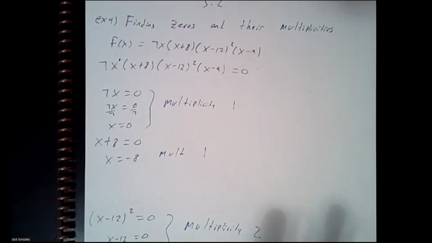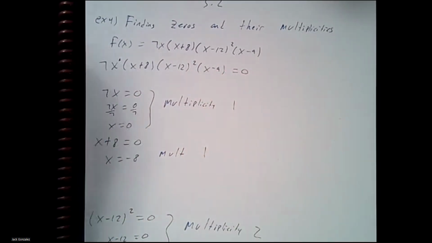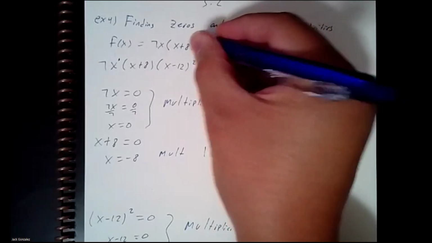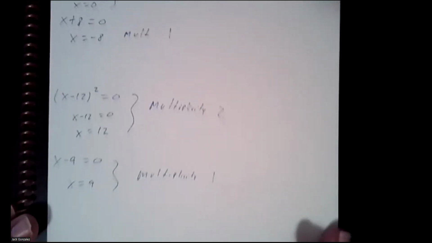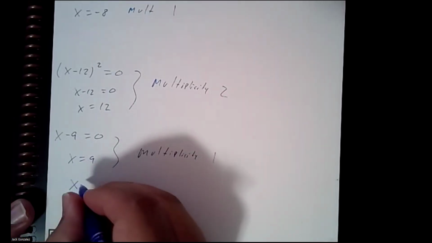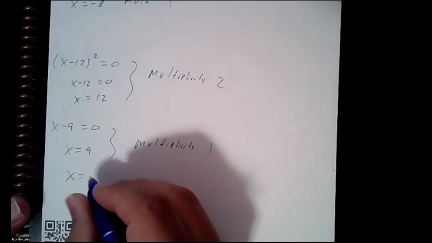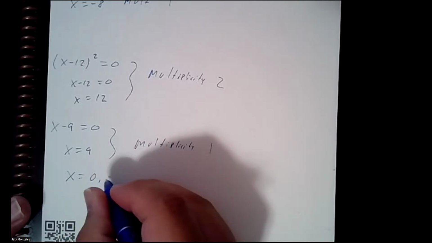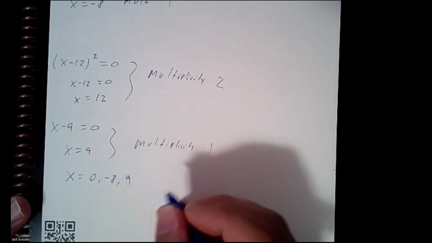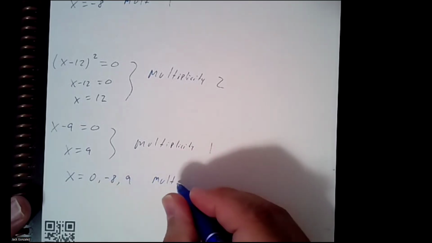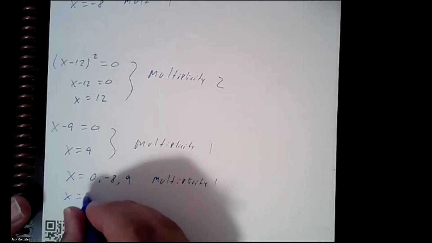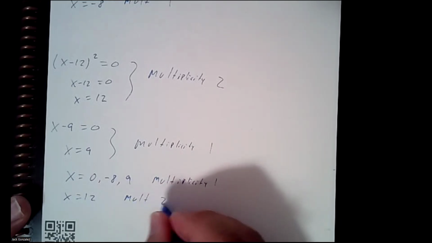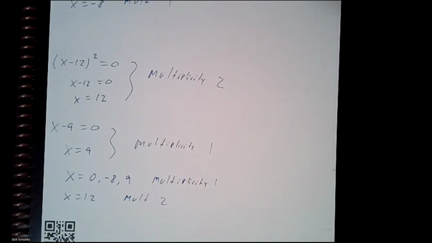Okay. Yeah, so these powers here basically tell you multiplicity. That's all you got to remember. So solve everything like normal and just label which zeros have multiplicity one, two, or whatever. So x equals, just to make it simple and more clear, 0, -8, 9, multiplicity 1, x equals 12, multiplicity 2. There we go. Let's go to another question.